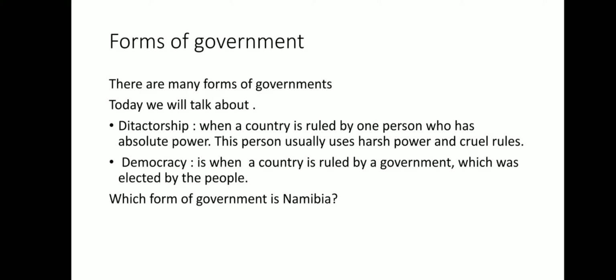It wouldn't be the same if it was a dictatorship, because nobody would vote for the president and that president would just come and have the power, and that would be it.